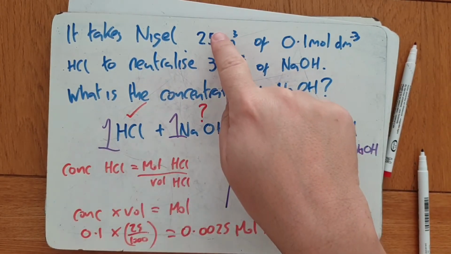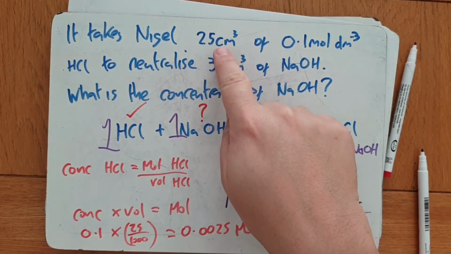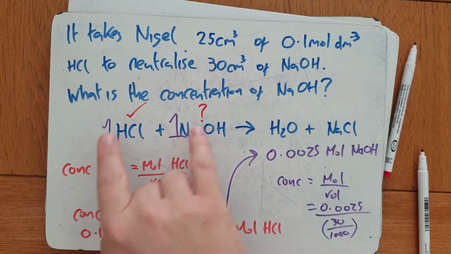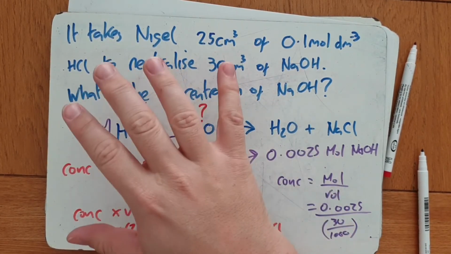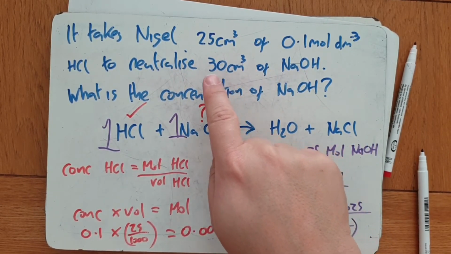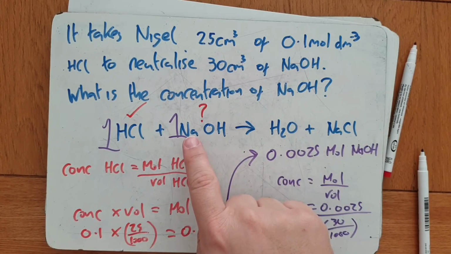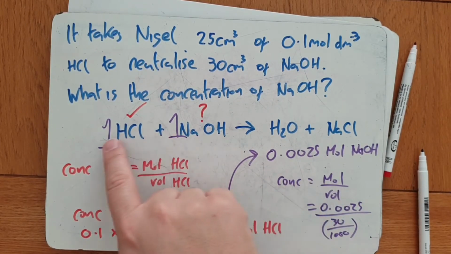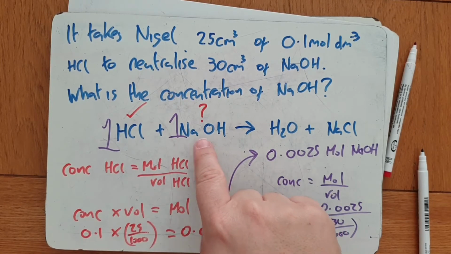If it was 25 and 25, then we know the concentrations would be exactly the same, because we've used 1:1 and they were the same amount. But we haven't had to use 25, we've had to use 30. We've had to use more of the NaOH, which means we know the concentration is roughly the same, but it's slightly weaker than the HCl.